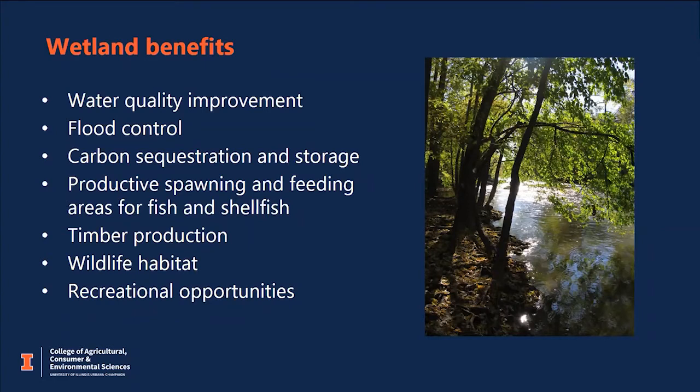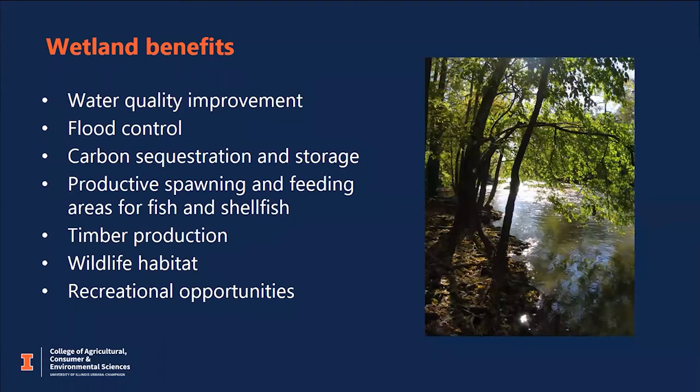Wetlands are also very important productive spawning and feeding areas for fish and shellfish. Coastal wetlands in particular are some of the most productive ecosystems in the world in terms of both vegetation production as well as production of animals, including fish and shellfish. And many commercially harvested species are dependent on coastal wetlands for at least some portion of their life.